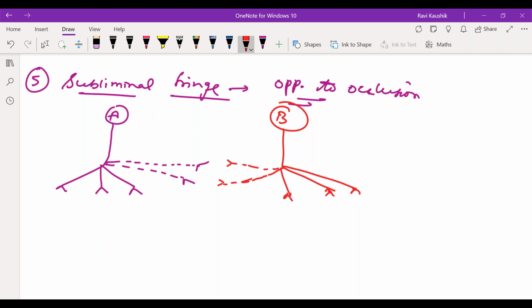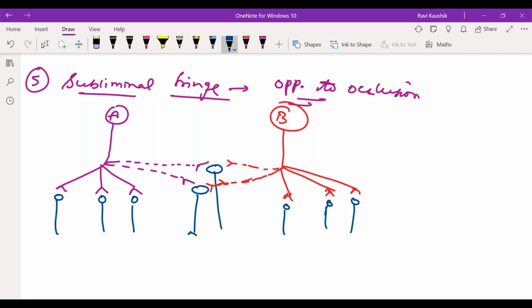See, if A is discharged, if A is giving signal, these 3 will have action potential. AP, AP, and AP. So they will all be completely discharged with action potential. However, in these 2 postsynaptic neurons, if only A is discharged, only EPSPs are produced and not the complete action potential.